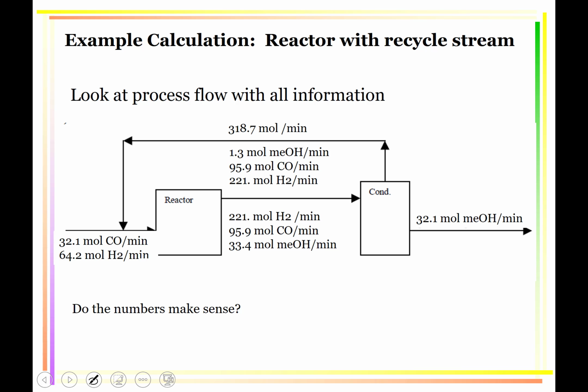And now we can look at all the information that we have calculated. We have calculated all the missing information. Now we ask ourselves, do these numbers make sense? Well, we're feeding in this, and we're getting out methanol. And all of the hydrogen is being recycled and being reconverted. So in this sense, the numbers make sense. And we have a tiny amount of methanol going back in. So we have a tiny amount of methanol here. And so these numbers do make sense.